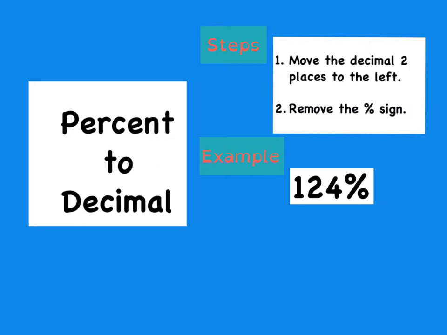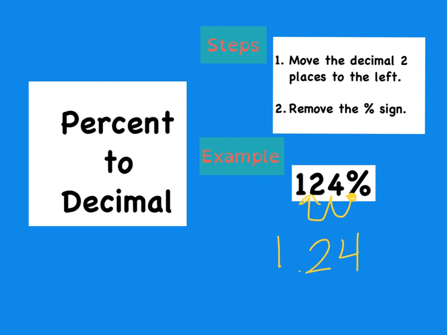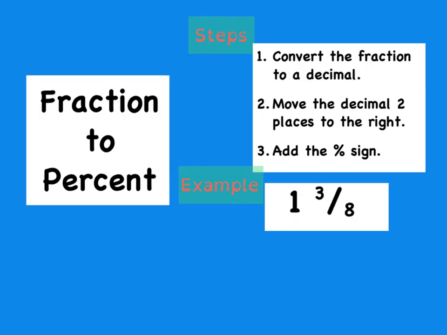Following step number 1, move the decimal 2 places to the left. So starting with our example of 124%, the decimal starts right here, to the right of the 4. You're going to move it 2 places to the left. So 1, 2, and we're left with 1.24. We can drop the percent sign, so we're left with just 1.24.